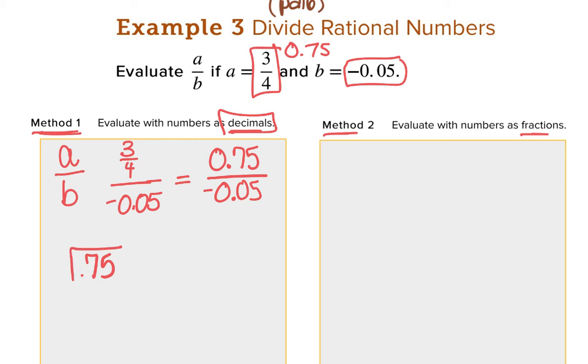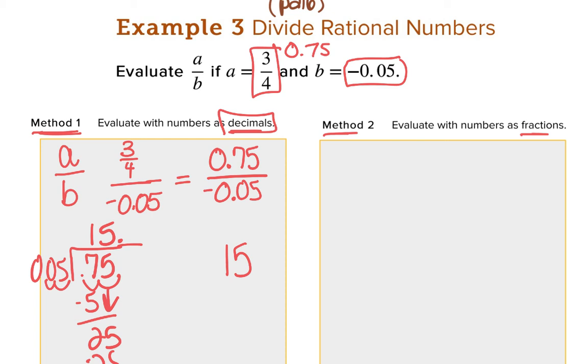I'll do it by hand. I'm a math teacher and I should. There we go. We slide our decimal twice over, put it up here in the answer. 5 goes into 7 once. Bring that down. 5 goes into 25 5 times. All right, and so this ends up giving me an answer of 15, and then it was a positive divided by a negative, so we get an answer of -15.